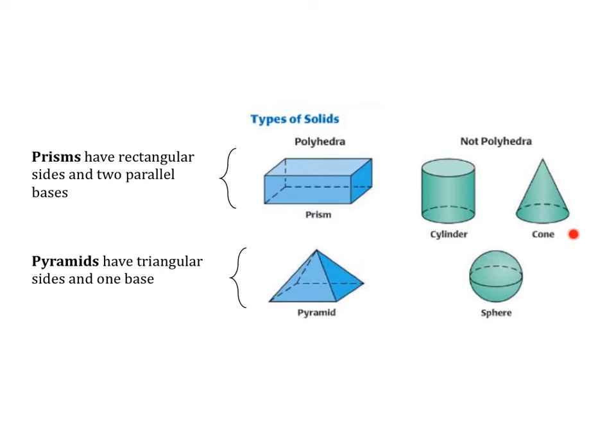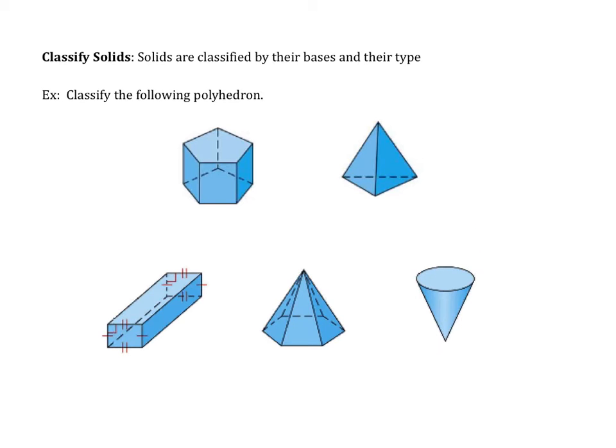Same thing with the cone. We have a round base, so that does not count as a polyhedron. And a sphere is just completely round, and so that one is not a polyhedron as well.